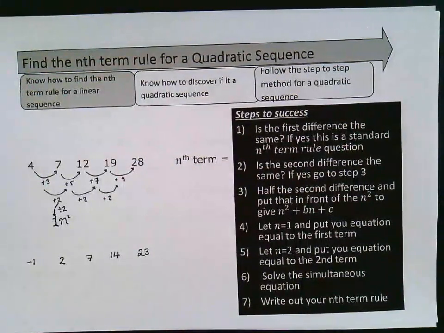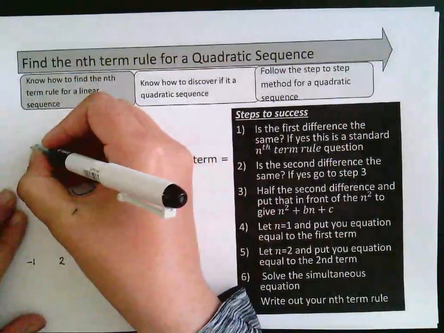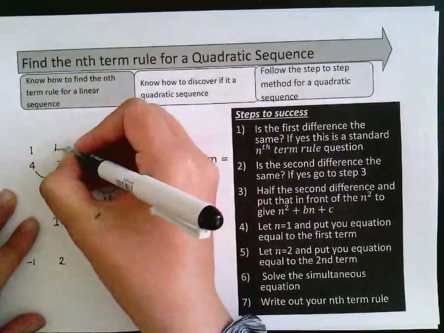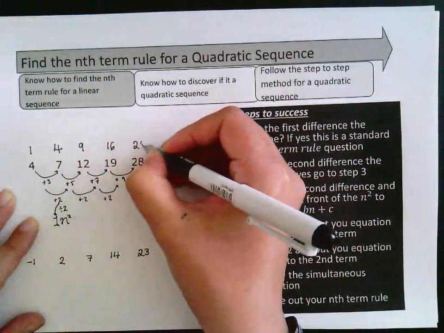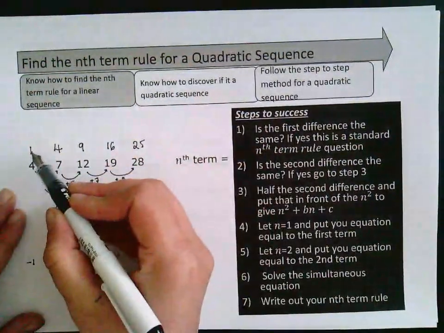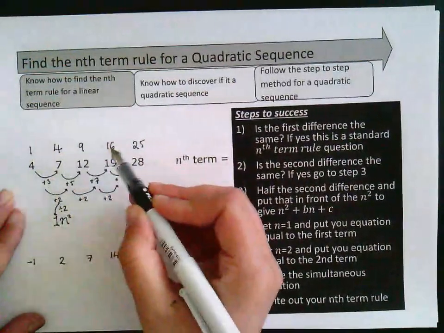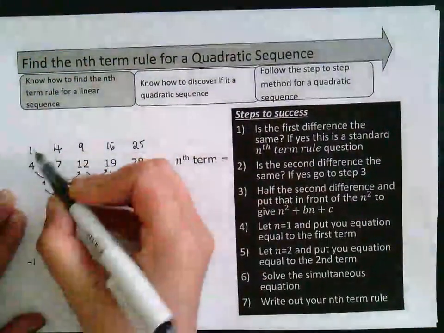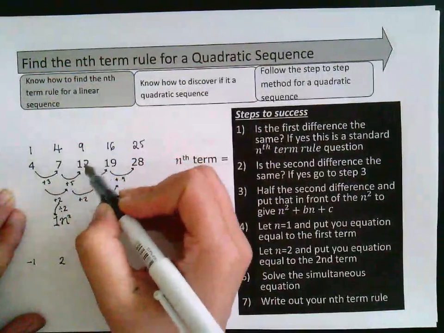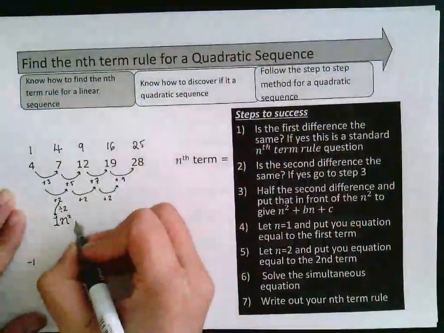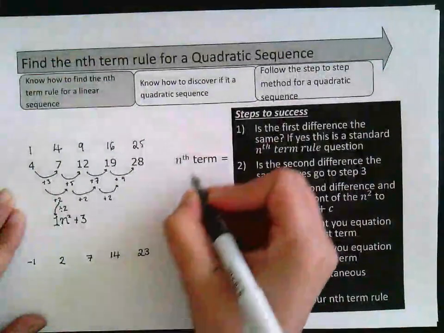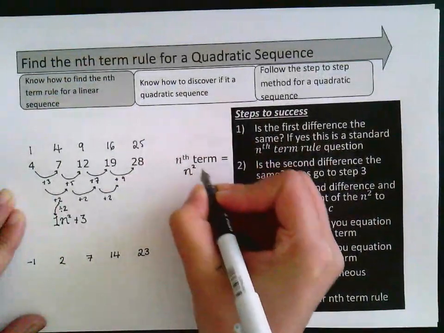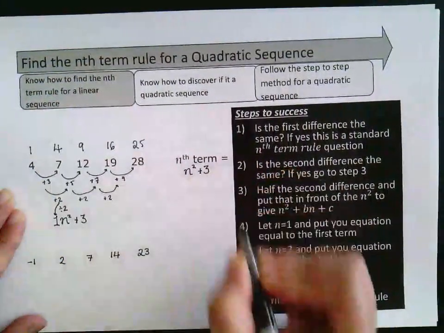Now, this is something I do just to check for the more straightforward ones. I'm going to write down what my first square numbers are and just compare. We have 1, 4, 9, 16, 25. Okay, so 1 squared, 2 squared, 3 squared, 4 squared, 5 squared. And what I can see is each of these is 3 higher. So that means I've just got to add on 3 to my square numbers. So my nth term rule is n squared plus 3.